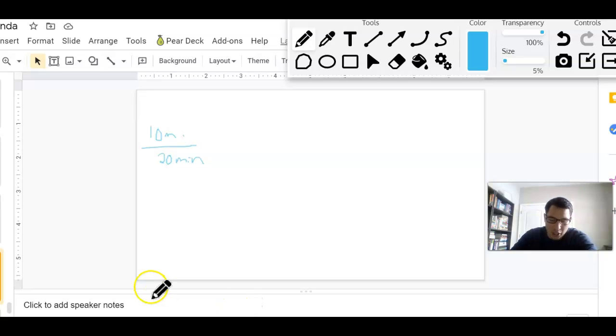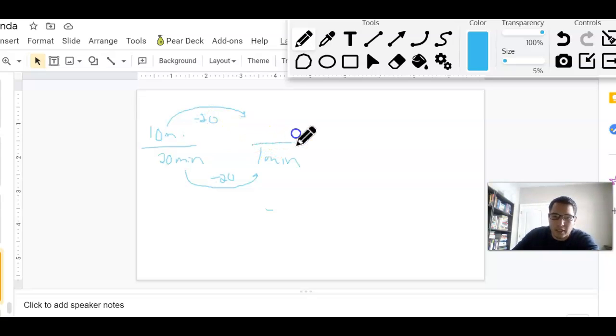Now to find the unit rate, we need to get our denominator to 1. So we need to figure out how far we traveled in 1 minute. How we do that is divide by 20. Whatever you do to the denominator, you need to do to the numerator. So we divide by 20.